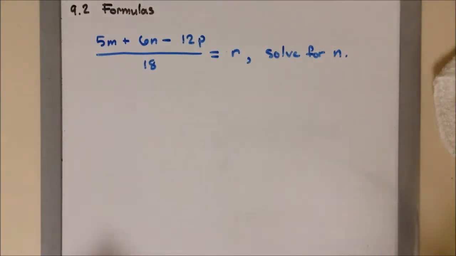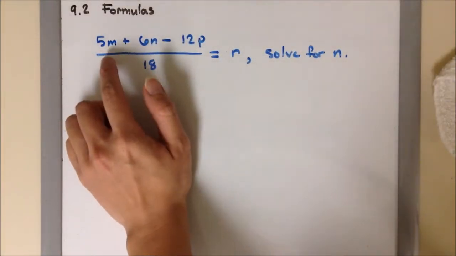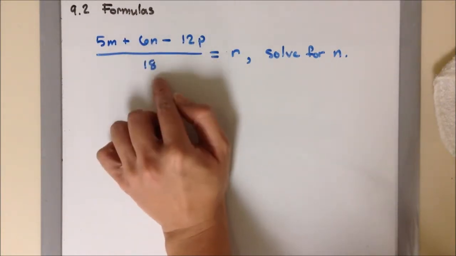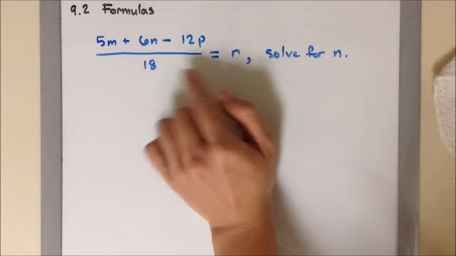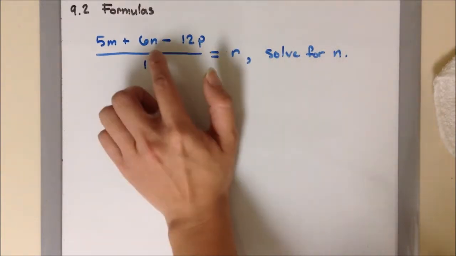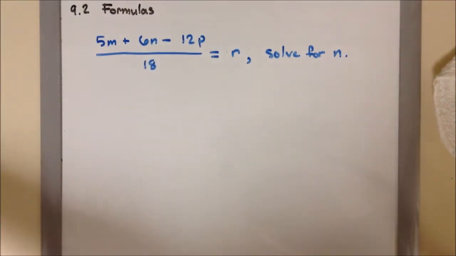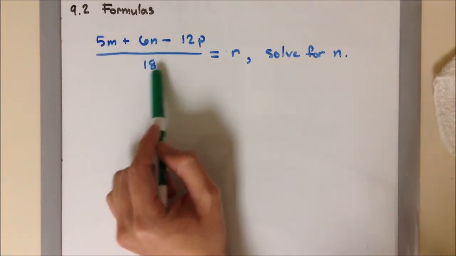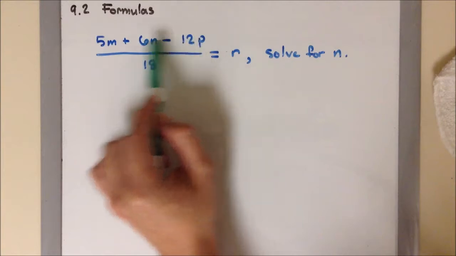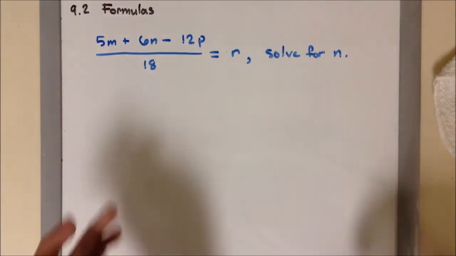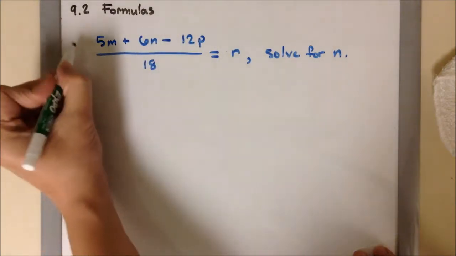Alright, in this example, we have a fraction where on the top is 5m plus 6n minus 12p over 18, and the whole fraction is equal to r. Now it's asking you to solve for n, meaning that you want to get n by itself. So the first step is, when you have a fraction like this, where we have a denominator of 18 underneath this whole numerator, you're going to multiply both sides by 18.